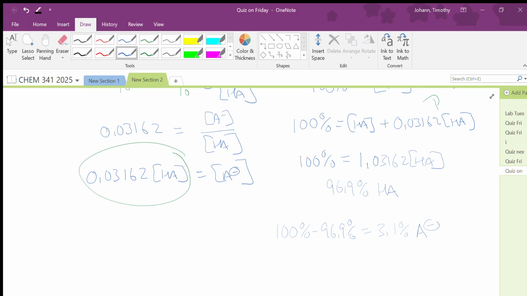Okay, yeah. So I'm confused how we got to HA plus 0.03162 HA. To the one next after that. How did I get from here? Yeah, just that whole row to the next row.